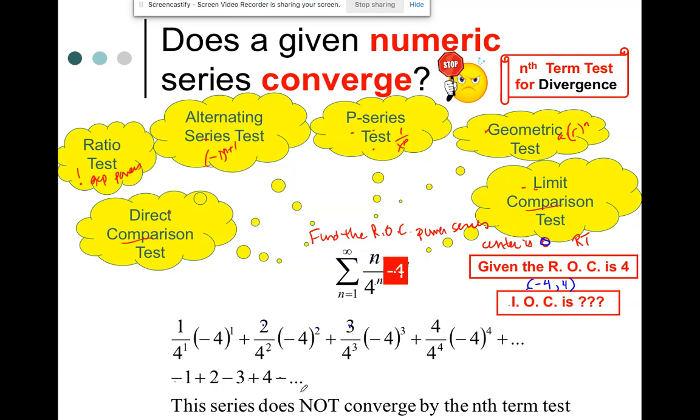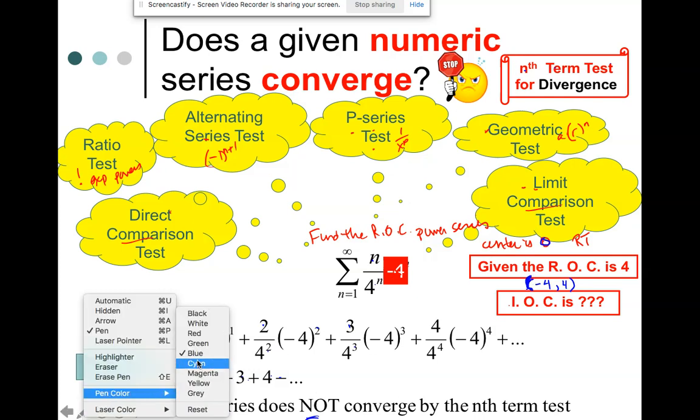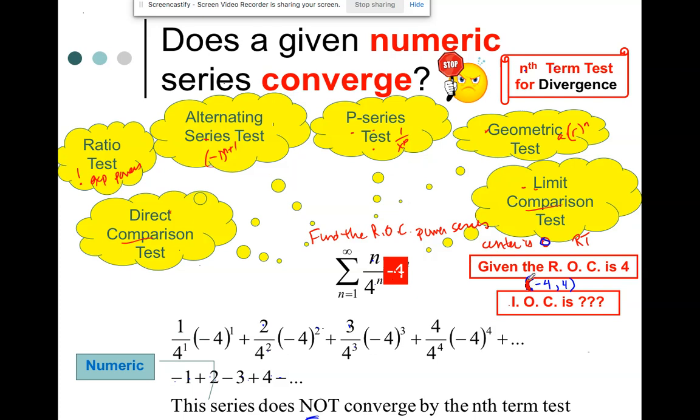My signs do alternate. So I'm thinking the alternating series test, but before I even looked at the alternating series, I thought about the nth term test for divergence. Do these terms go to 0? No. This numeric series, after I put the negative 4 in for x, does not converge by the nth term test. That means that this open interval will stay. Let me make it red so I know I've done my work. That interval stays open.